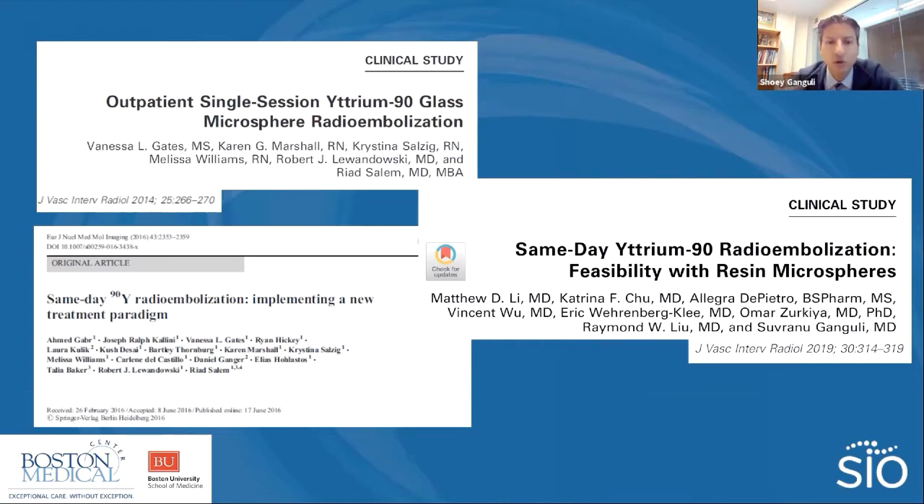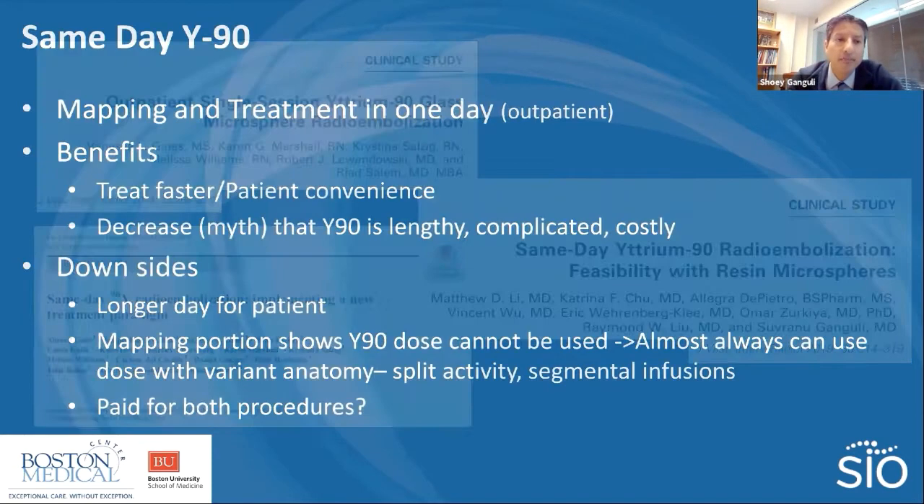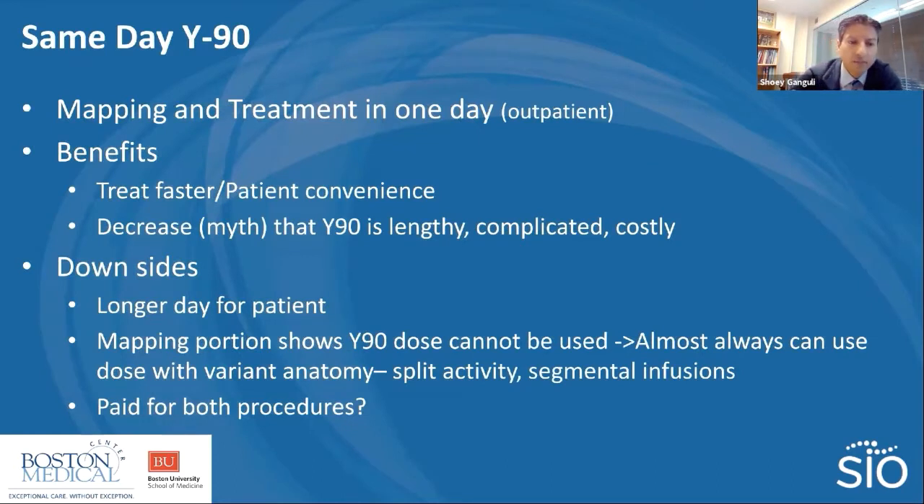And basically what we're showing is that you can do same day Y90. It's feasible. We were able to treat all of our patients. We had similar outcomes, and patients were happy with that. What are the benefits? As I alluded to, treating faster, patient convenience. This is becoming less and less, but I think, as we started with Y90, oncologists, even patients felt it was a lengthy, complicated, costly procedure. And as we make things more streamlined, we decrease that myth.